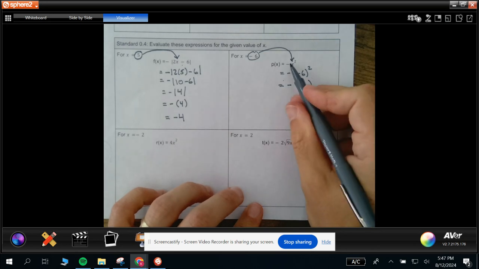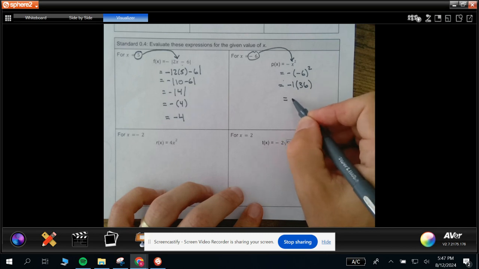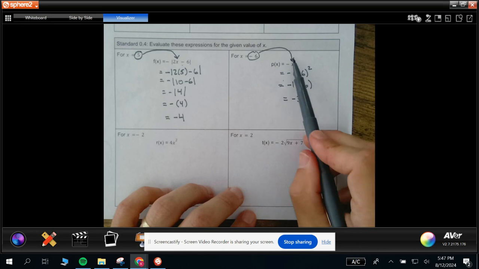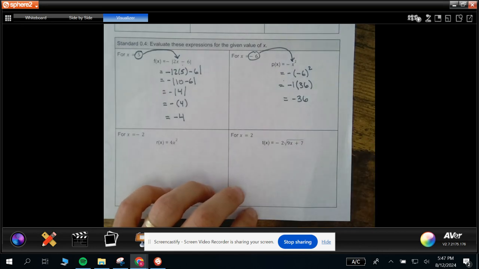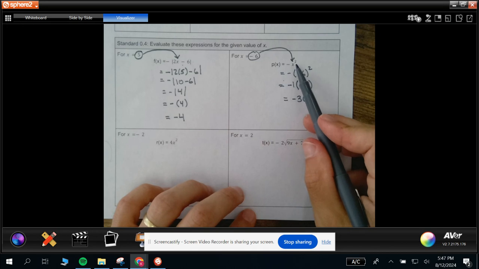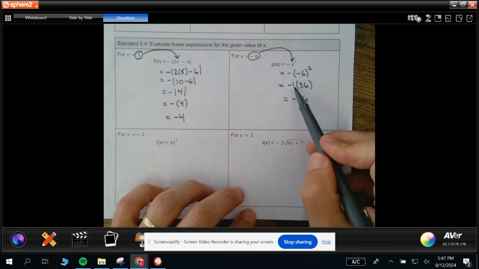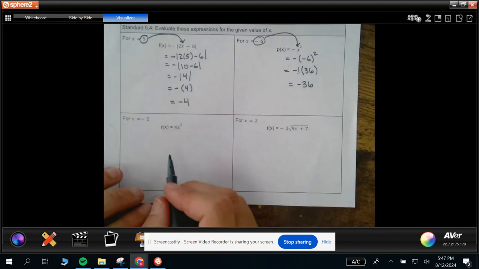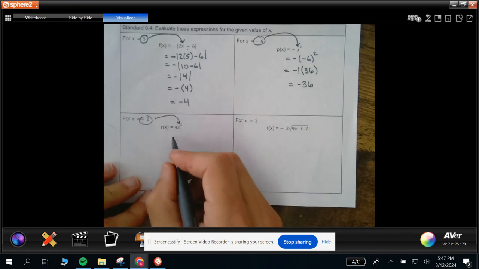But there is this negative sign out in front. We're multiplying it by negative 1. So our final answer is negative 36. Again, so when x is negative 6, this expression is equal to negative 36. Just because it's squared doesn't mean it's negative. It's negative because we square negative 6 to get positive 36 and multiply it by negative 1, that negative sign in front.